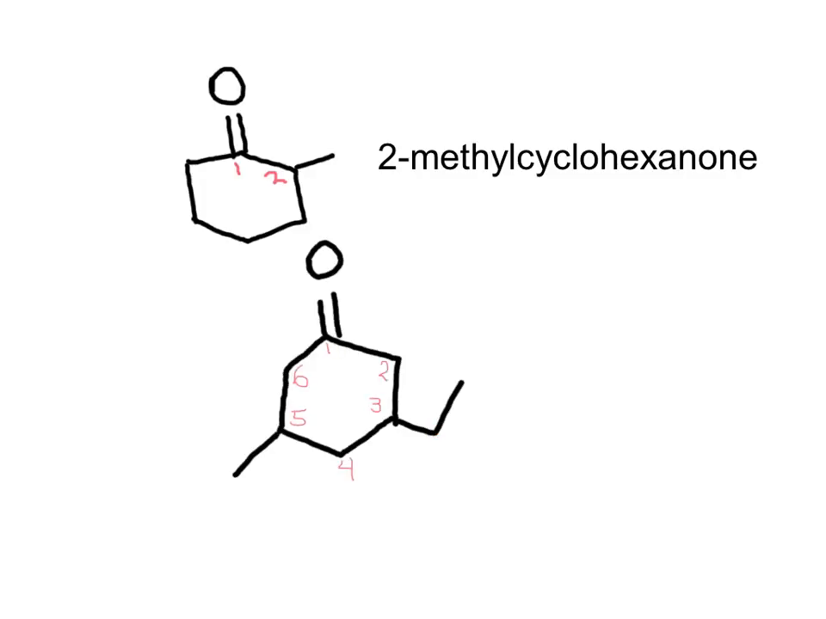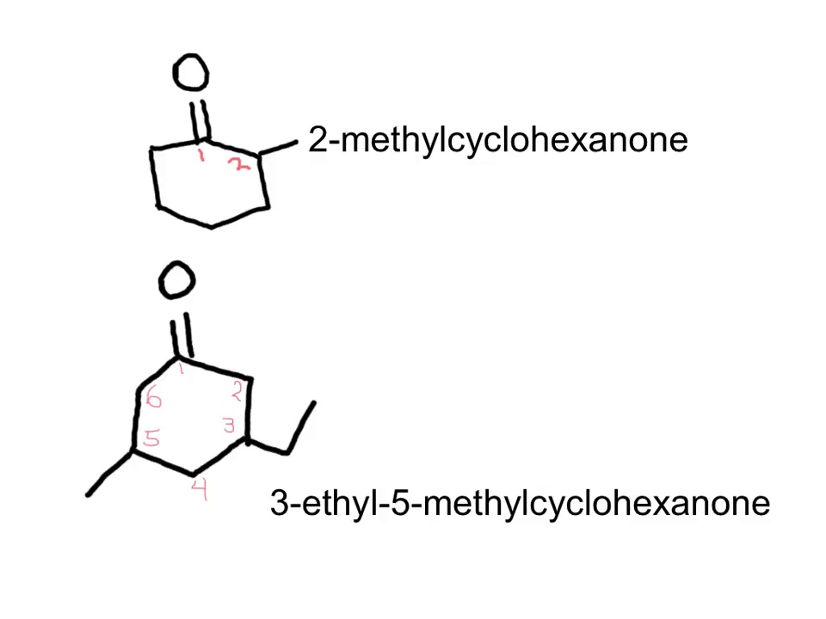Now I know that I have an ethyl on carbon number 3 and a methyl on carbon number 5. The name of this substance is 3-ethyl-5-methylcyclohexanone. And as usual, the last alkyl group goes together with the rest of the name of the molecule, without the inclusion of a number 1 for the ketone group.